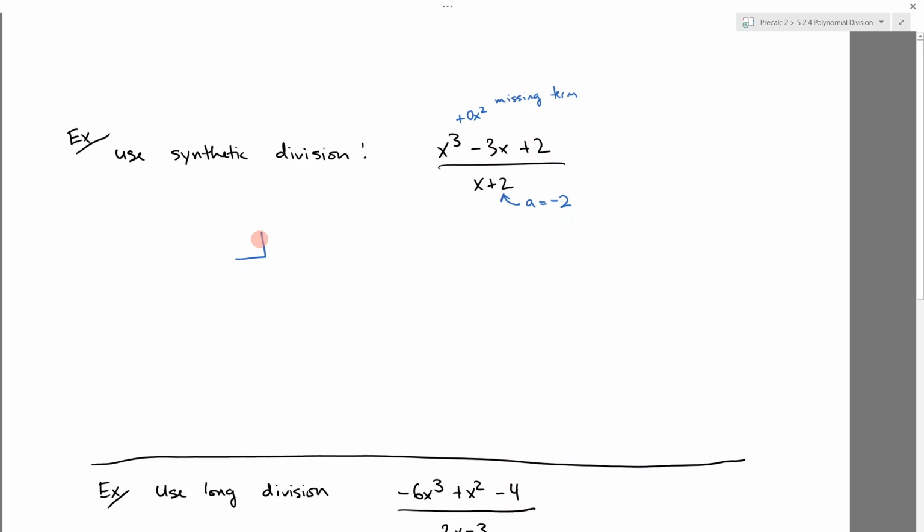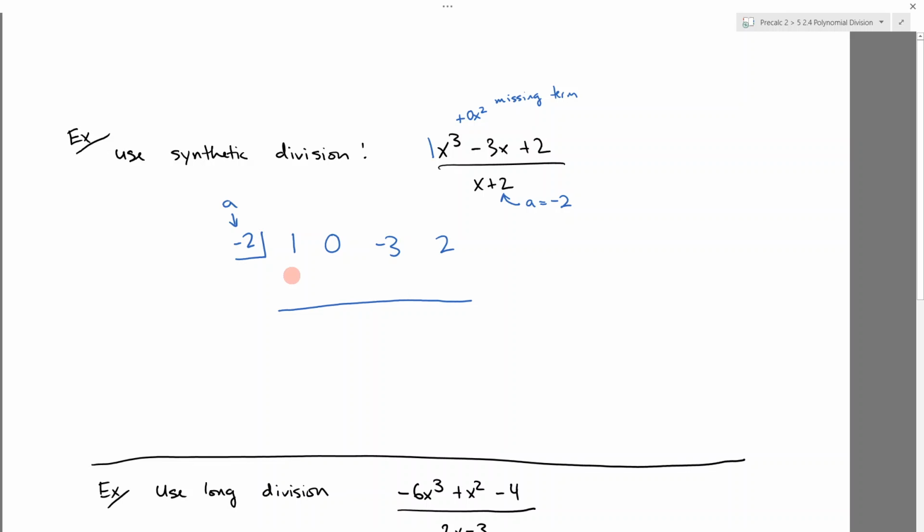And then now we set up the synthetic division. So first the box in the top left, A goes inside. And then we write out the coefficients. So the coefficient of x cubed is 1, then 0, then minus 3, then plus 2. I don't need the plus. So then positive 2.